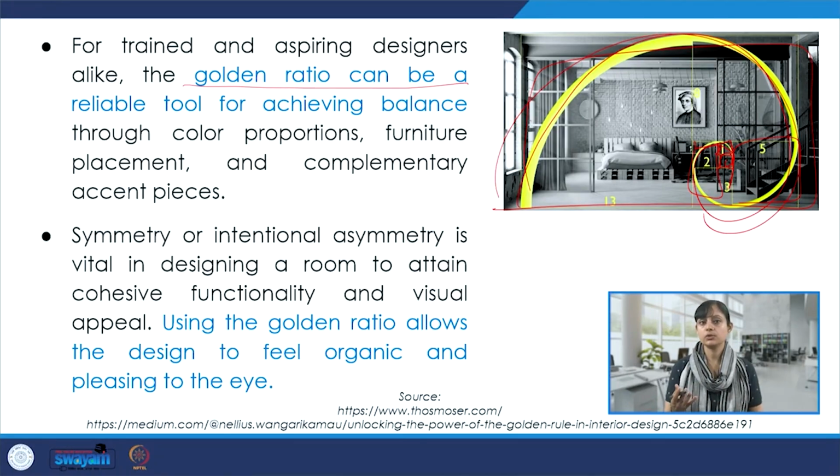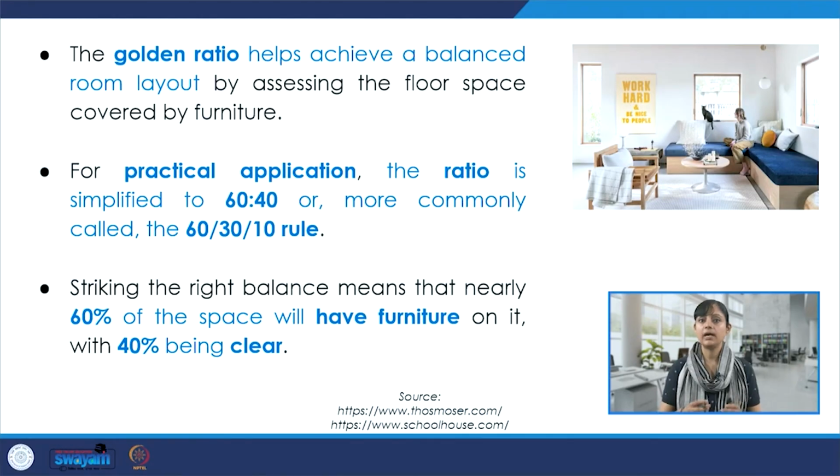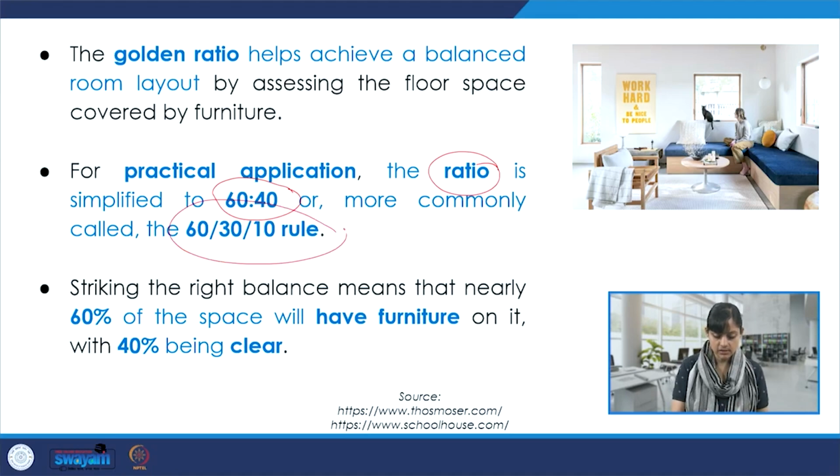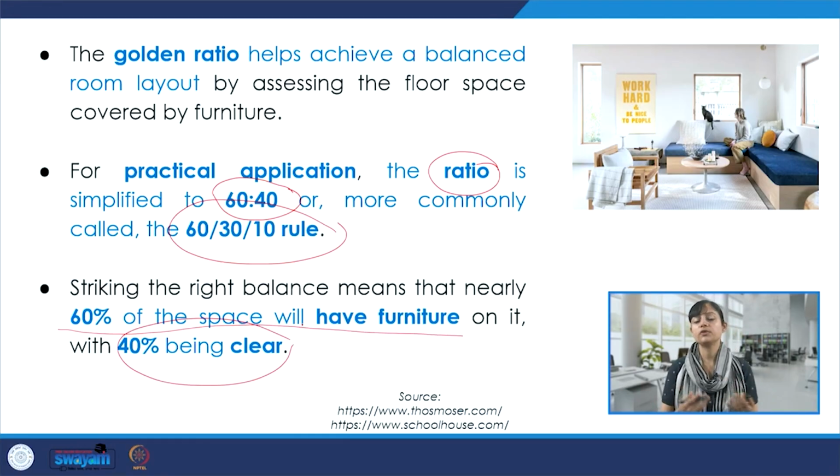So using the golden ratio allows the design to feel organic and pleasing to the eye, of course, while keeping in mind the overall balance and proportion. The golden ratio helps achieve a balanced room layout. And for practical application, a ratio that could be very, very useful is 60 to 40, also known as the 60-30-10 rule, which means 60% of the space will have furniture and 40% could be clear. So let's say you were to put furniture within a space, and if we use the 60-40 ratio or 60-30-10 rule and try to achieve this 60%-40% balance, the overall layout would be very functional, effective, and also very balanced.